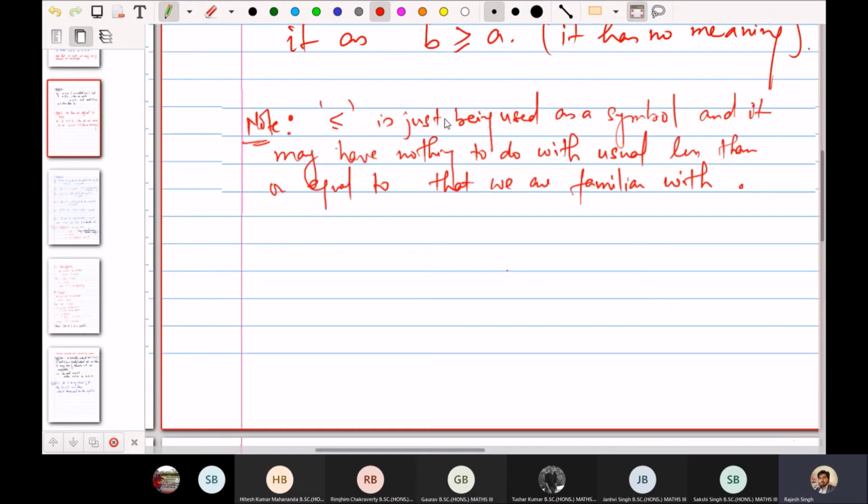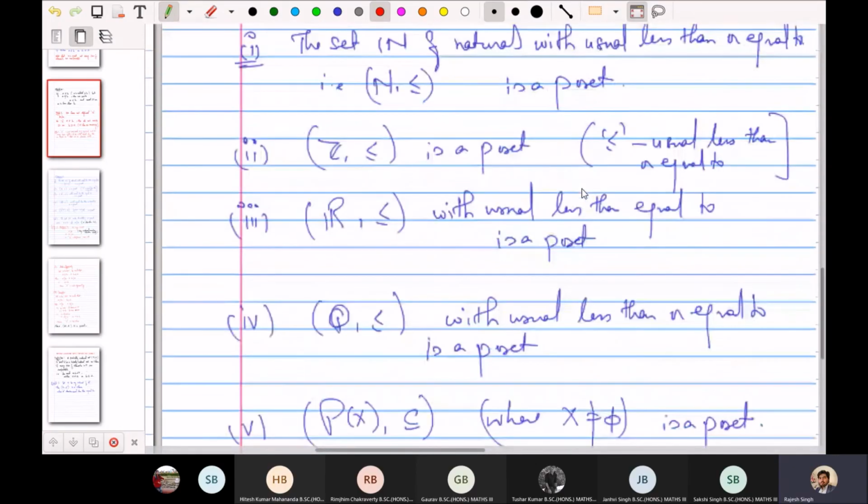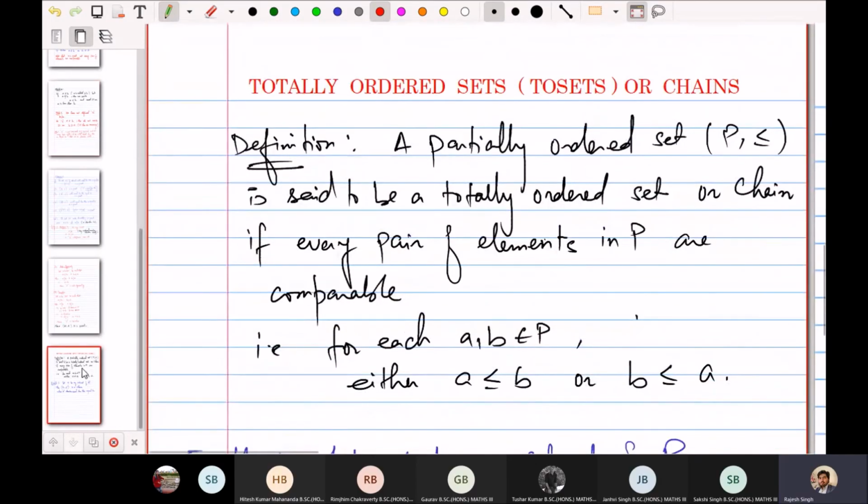So this less than equal to is just being used as a symbol and it may have nothing to do with usual less than equal to. Okay. Usual less than equal to that we are familiar with. Okay, fine. So ये हो गया notations.